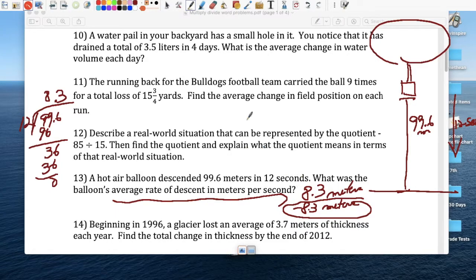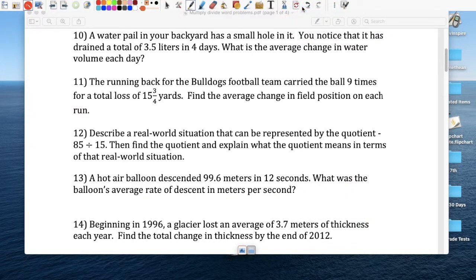Beginning of 1996, a glacier lost an average of 3.7 meters of thickness every year. Find the total change in thickness by the end of 2012. Okay, so let's find out how many years it is from 1996 to 2012. That would be 12 plus 4, 16 years, right? So in 16 years, that glacier loses. I'm trying to figure out how much it lost in 16 years.